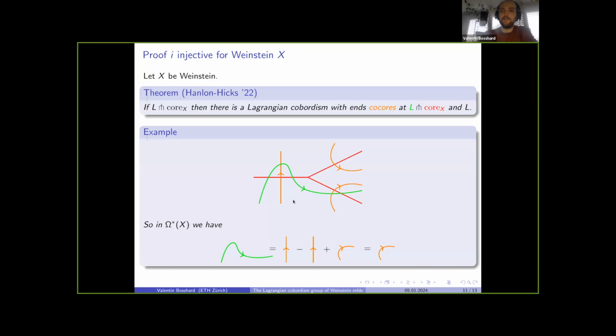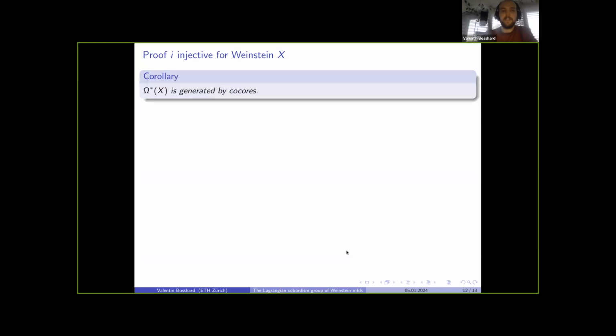Okay, so what does this prove? It proves that every Lagrangian submanifold, if you just deform it a little bit, you can make it transverse to the core. And then you can decompose it into co-cores using a Lagrangian cobordism. So here you see the Lagrangian was general in the beginning, and then it's just a sum of co-cores. So actually, the Lagrangian cobordism group is generated by co-cores.